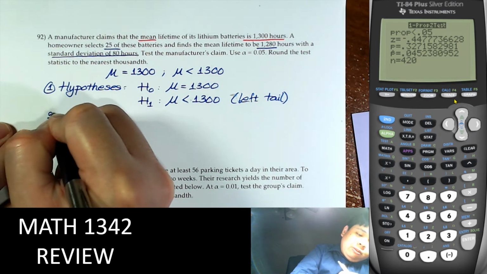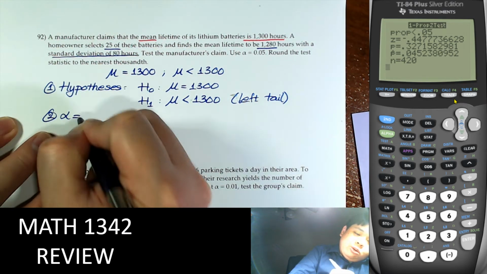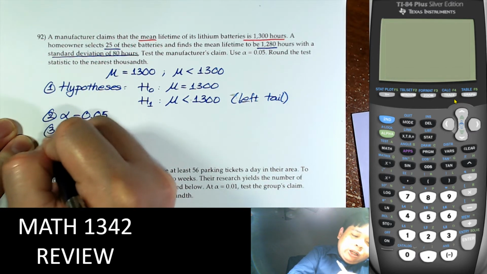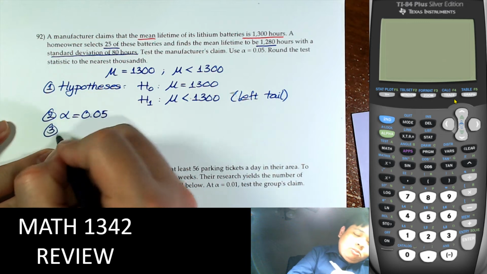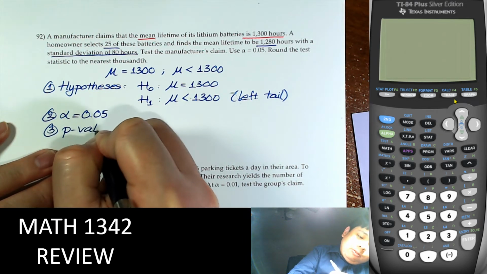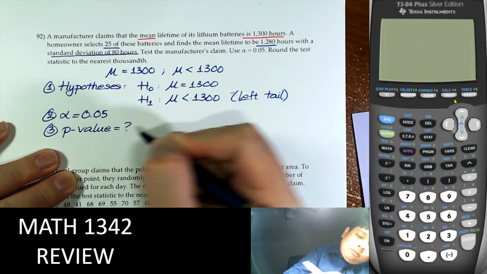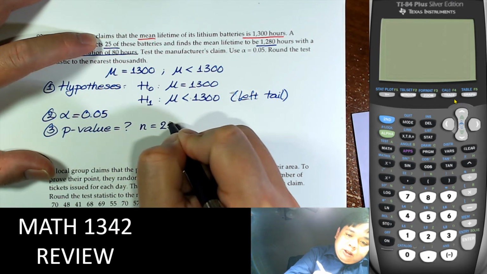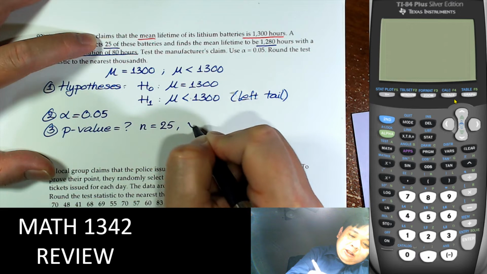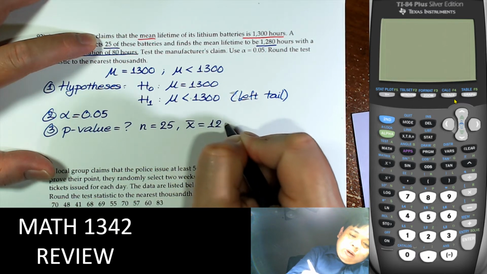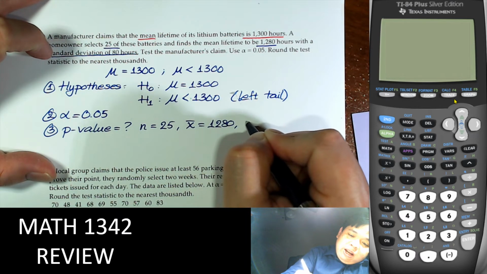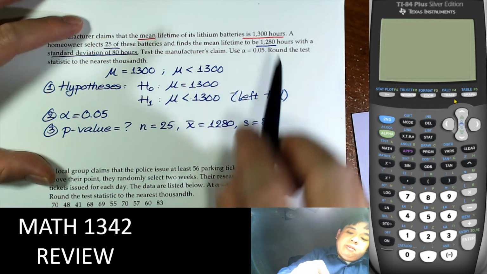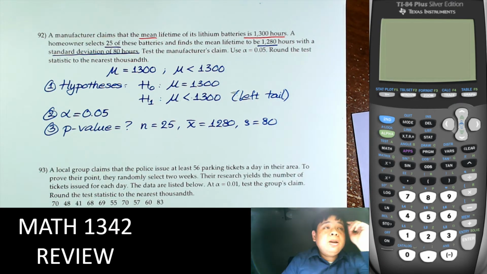Step 2, alpha equal to 0.05. And number 3, we find the p-value. In this sample we have n equal to 25, the mean 1280, and the standard deviation 80. So based on this information, we can calculate the p-value.